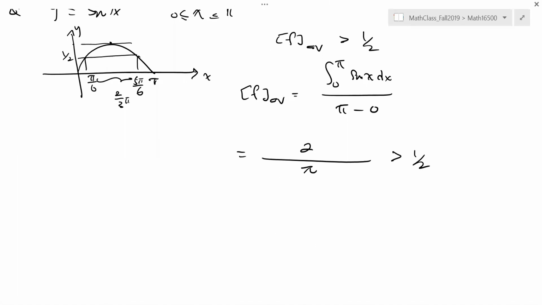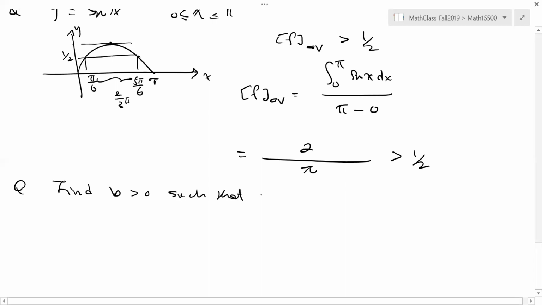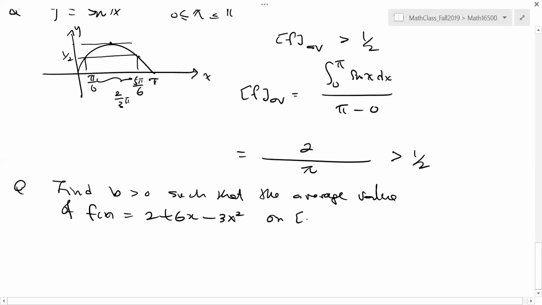Now, another problem is we want to determine the interval so that the average value is equal to a given number. So we want to find b such that the average value of f of x equals 2 plus 6x minus 3x squared on the interval from 0 to b is equal to 3. Now, what does that mean?